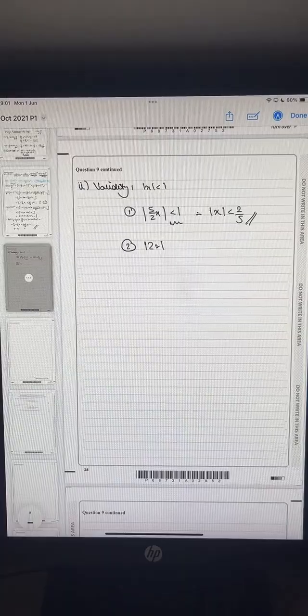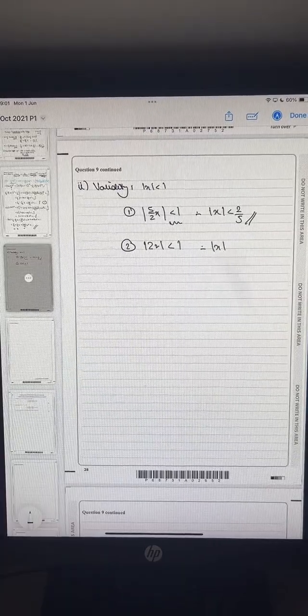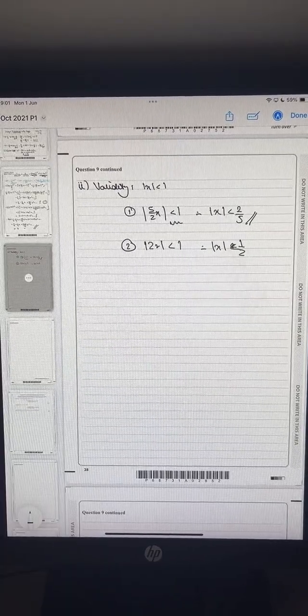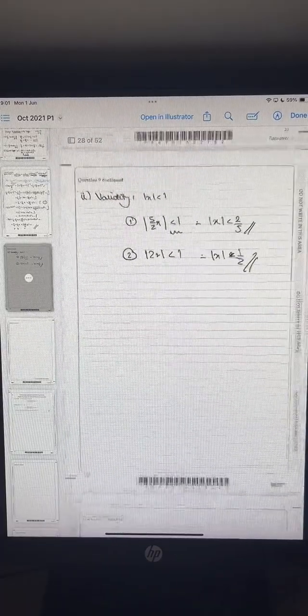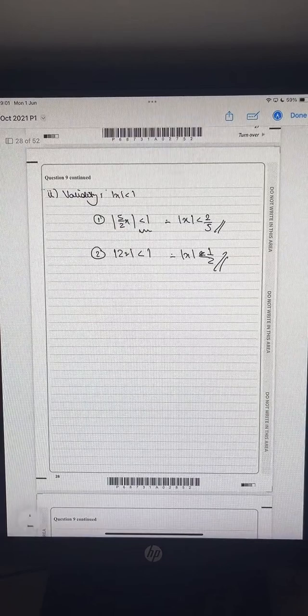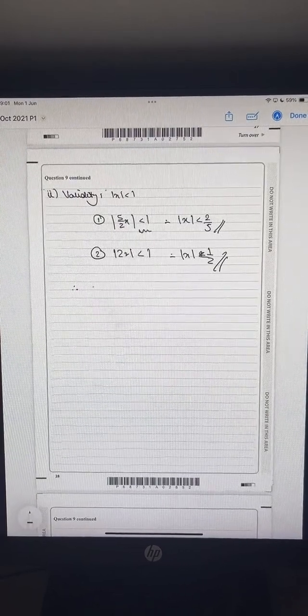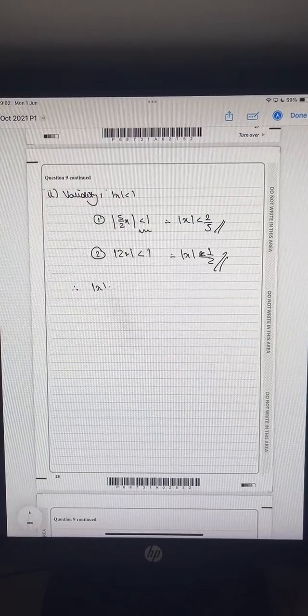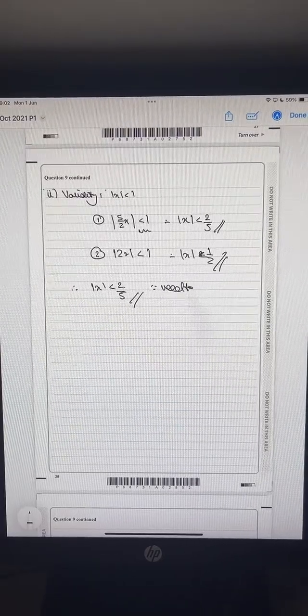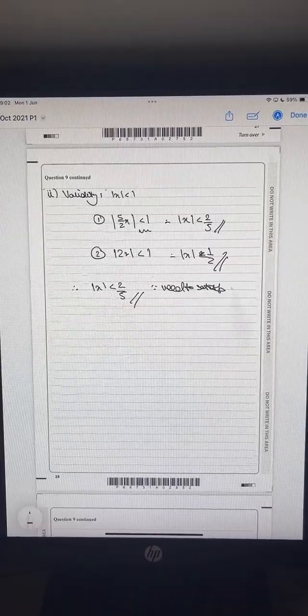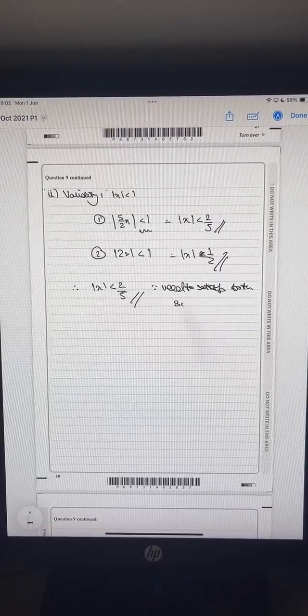So let me just do 2x less than 1. Therefore, x is less than a half. That's less than. So now I need both of them to be satisfied simultaneously. So I need to find the smaller of these. So therefore, to satisfy both, the modulus of x is less than 2/5, because we need to satisfy both simultaneously.